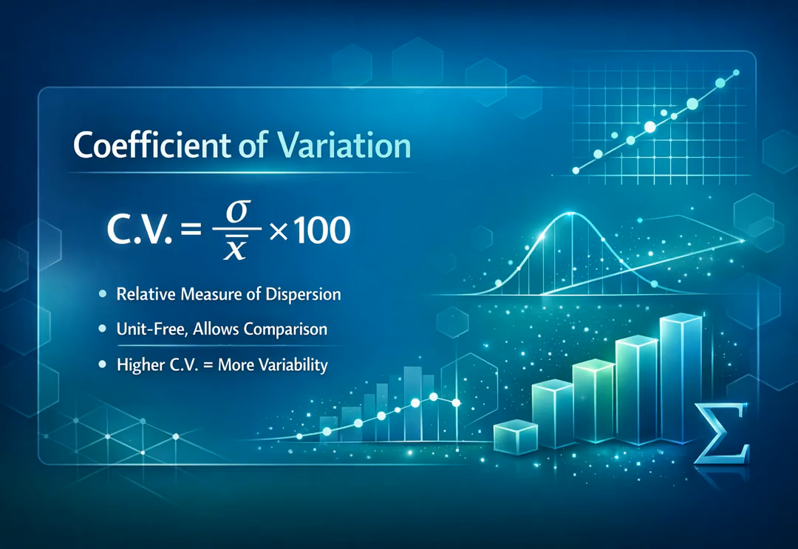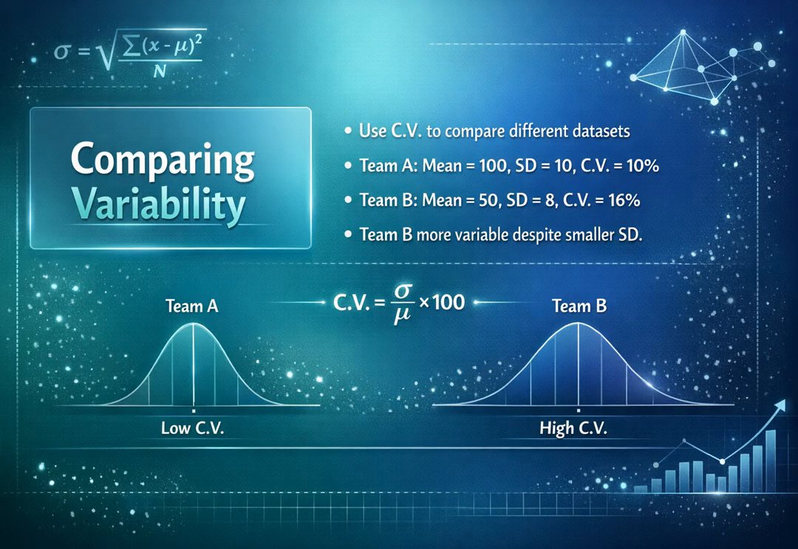The coefficient of variation is a relative measure of dispersion. CV equals sigma over x bar times 100, giving a percentage. It's unit-free, allowing comparison between datasets with different units or scales. Higher coefficient of variation means more variability relative to the mean. Use coefficient of variation to compare different datasets.